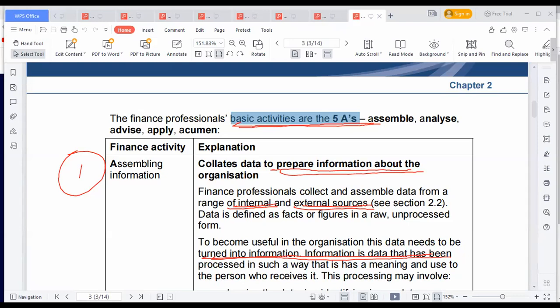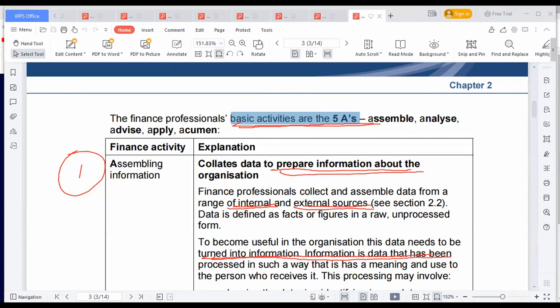So once data is received, what are we going to do? We are going to process it into information. Once it becomes information, it is useful, which means we can now use it to make certain decisions. You get the point. So gather the information from internal and external sources, and process it.